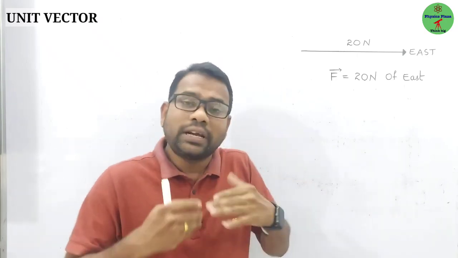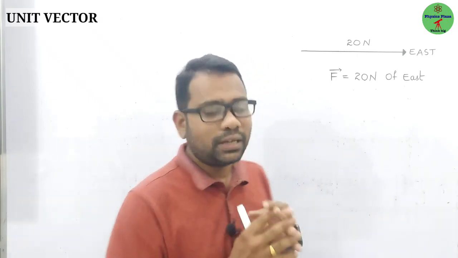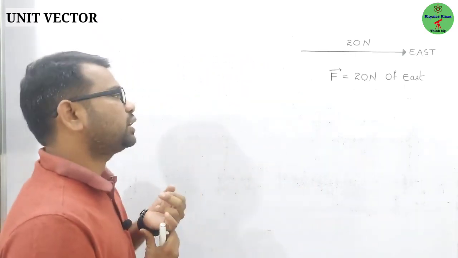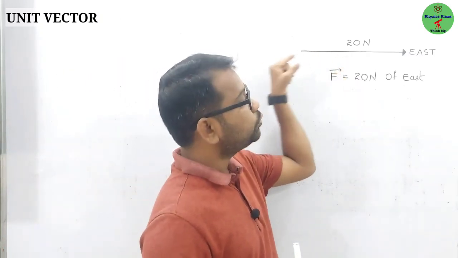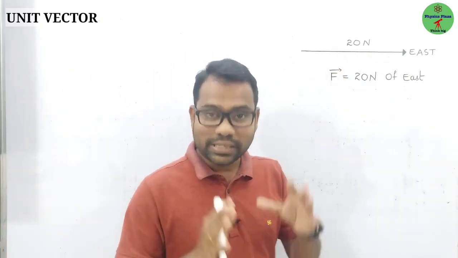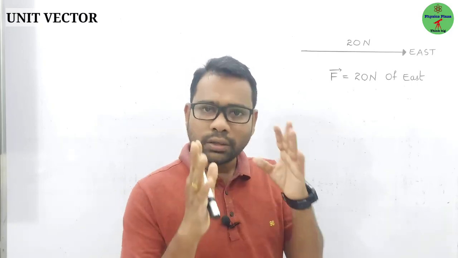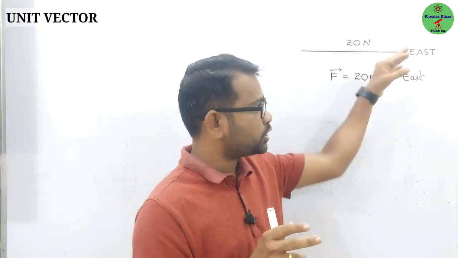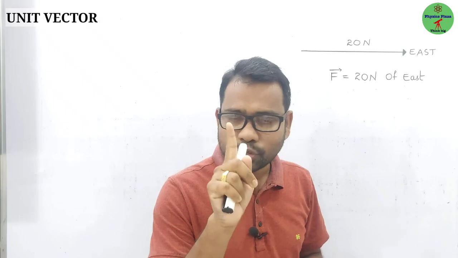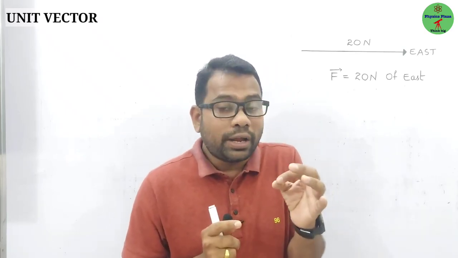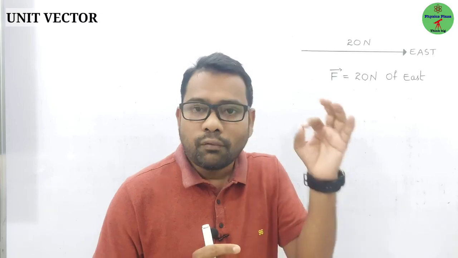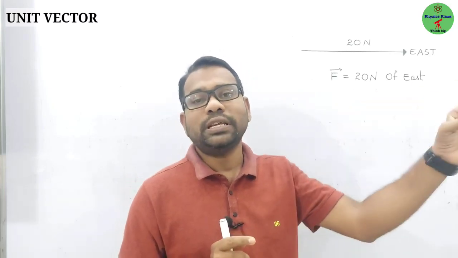Now, my question is, how can I get a force of 1 Newton acting towards the east? Try to understand, children. I want the force to act in the same direction only, but with a magnitude 1. I want to find out a 1 Newton force acting towards east.